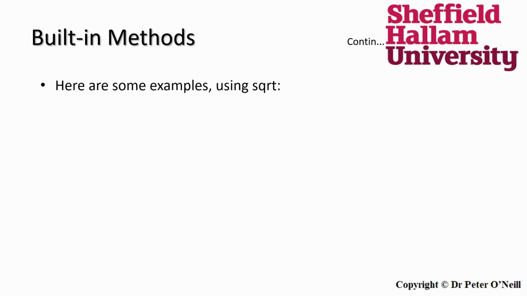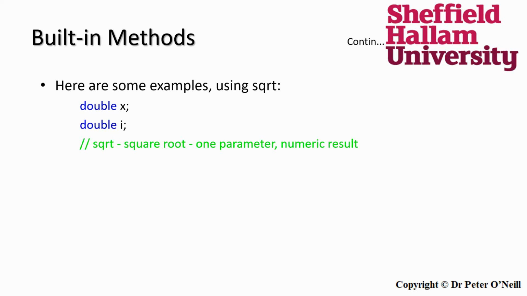Built-in methods again. Here are some examples using square root. So we've got double x, double i. These are bad variable names, by the way, people. Don't emulate these. I've just done them for speed. So I've got a comment. Square root, one parameter, numerical result. Okay? So i becomes Math.Sqrt(9); i, of course, is 3.